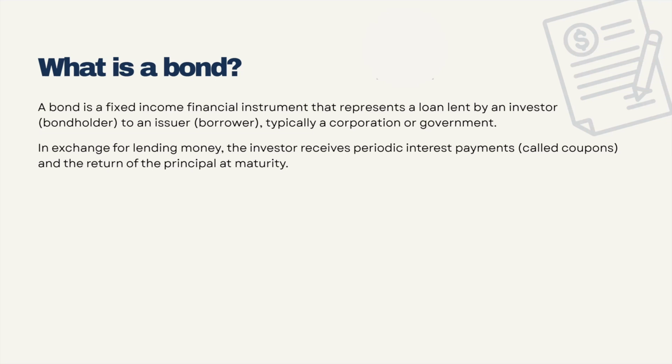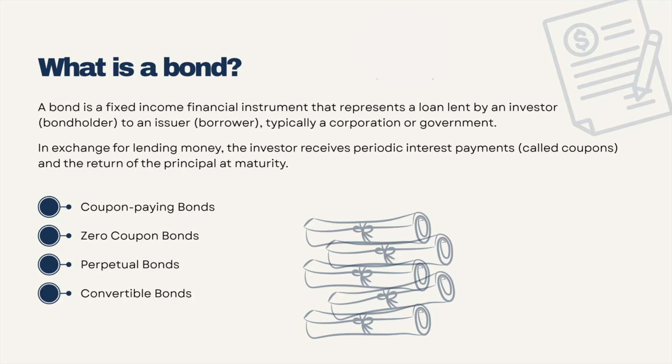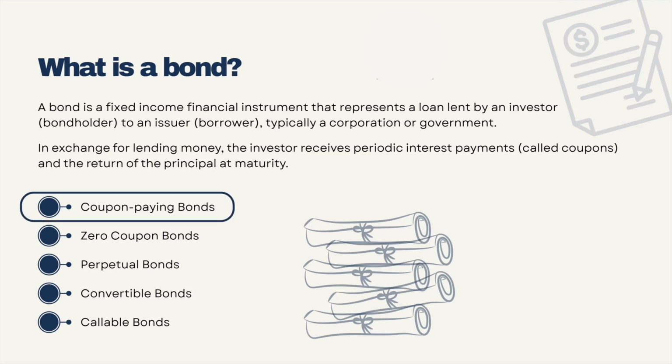There are many different kinds of bonds in the market, such as coupon-paying bonds. These bonds usually pay periodic interest or coupons to the bondholder, usually semi-annually or annually. Next, we have zero coupon bonds. And as the name suggests, these bonds do not pay any coupons. We also have perpetual bonds. These bonds have no maturity date, meaning that they pay coupons forever unless they are called. We have other bonds such as convertible bonds and callable bonds. In this video, we are going to focus mainly on coupon-paying bonds.